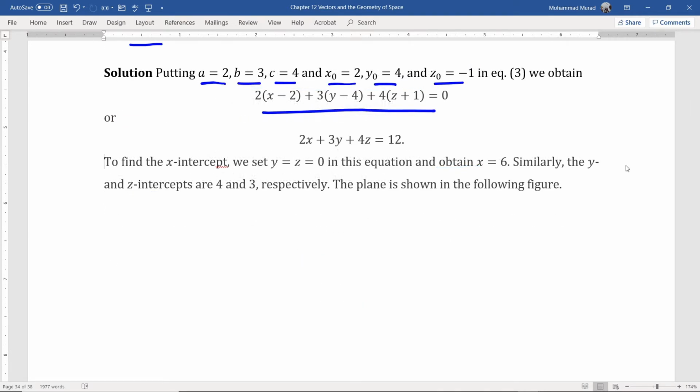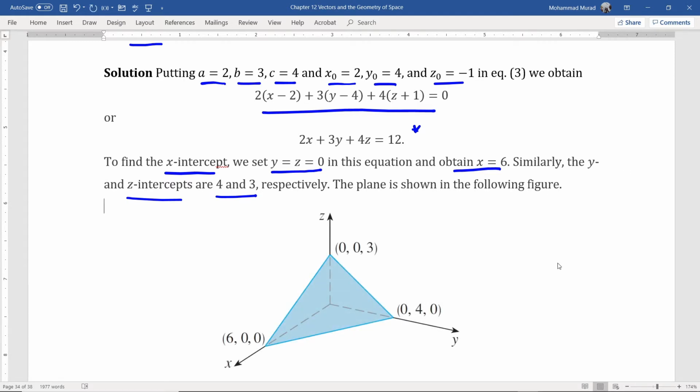Now to find the x-intercept, we will set y equals z equals 0 into the equation, and we obtain x equals 6. So 6 is the x-intercept of the plane. Similarly, the y and z intercepts are 4 and 3, respectively. The plane is shown in the following figure. This is a portion of the plane shown in the figure.